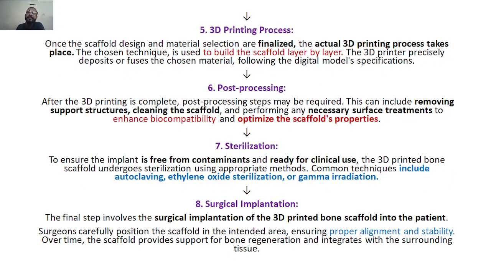So the fifth step is the 3D printing process. Once the scaffold design and material selection are finalized, now the actual 3D printing process starts here. Whatever the chosen technique may be, here it will be done layer by layer because it is an additive technique. The 3D printer precisely deposits or fuses the chosen material following the digital model specification.